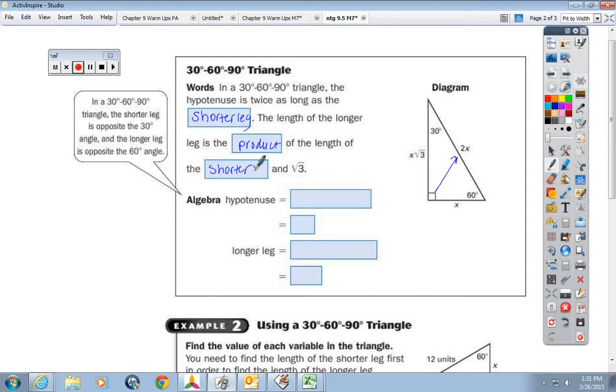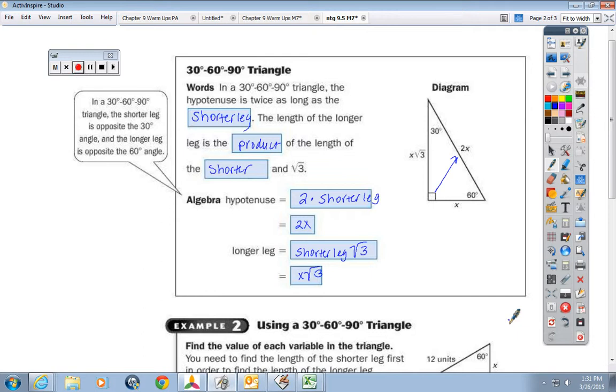So the hypotenuse equals 2 times the shorter leg, or we could say 2x, and the longer leg is going to equal the shorter leg times the square root of 3, or we would say x times the square root of 3. And that information will have to be used for the 30, 60, 90 triangles.